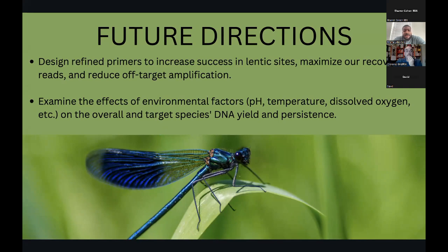And lastly, one of the things I'm also looking to incorporate into my thesis is trying to examine the effect of environmental factors on the eDNA yield. We're looking at pH, temperature, biological oxygen demand, and dissolved oxygen, and how all of these affect the overall target species DNA yield. We'll use principal component analysis and structural equation modeling to see how these factors independently and interactively impact the ultimate species DNA yield.